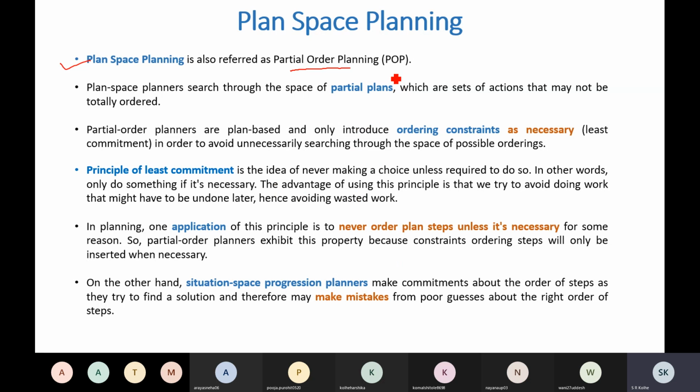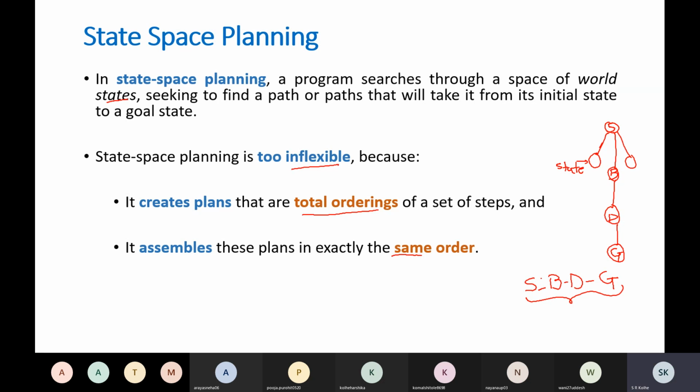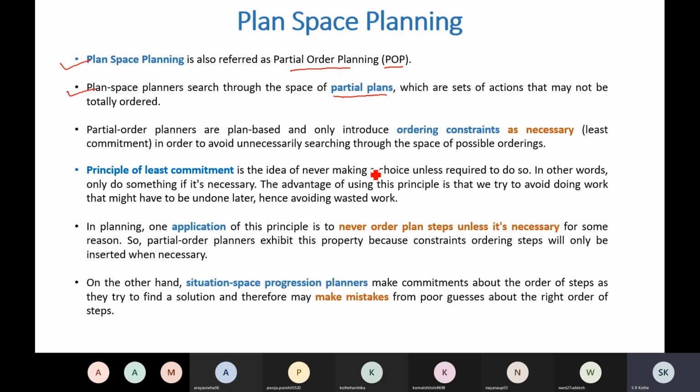So this partial order planning is also called POP. Now in partial order planning, the planner, that is the plan space planner, searches through the space of partial plans. Unlike in state space planning, we have seen that it searches through the space of world states. Here, instead, the planner will search through the space of partial plans.